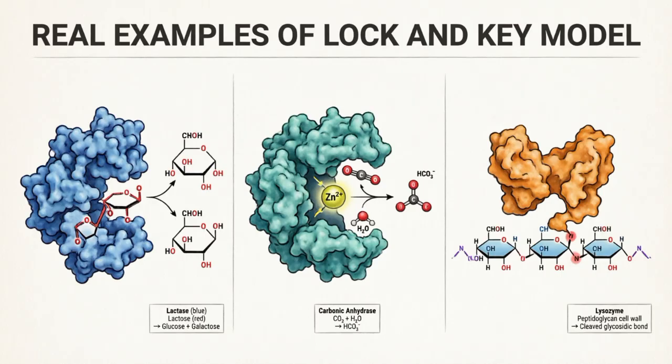The orange lysozyme enzyme binds here and cleaves or cuts these glycosidic bonds, as shown by the red scissors symbol. This destroys the bacterial cell wall, killing the bacteria. Lysozyme is found in your tears, saliva, and mucus. It's part of your innate immune system.